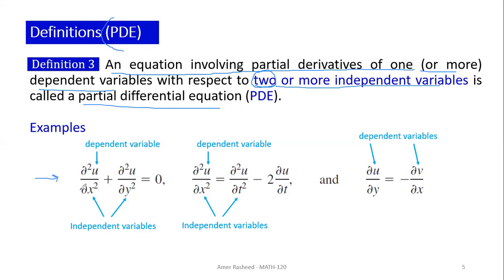For example, in this equation, you can see that there are two dependent variables and two independent variables, x and y. These kinds of derivatives are called partial derivatives, and if an equation involves partial derivatives, then it is called a partial differential equation. But in this course, we shall only discuss ordinary differential equations.